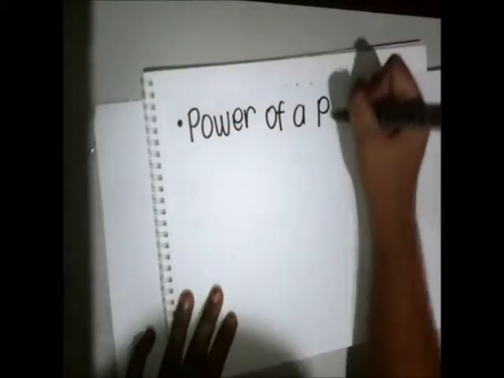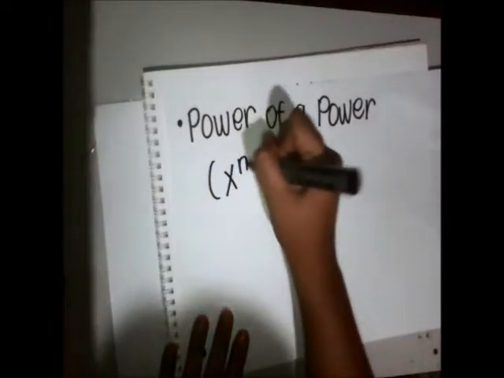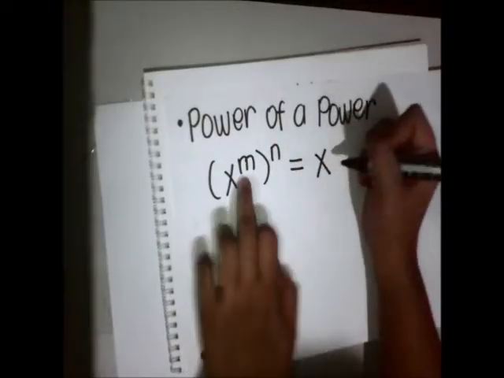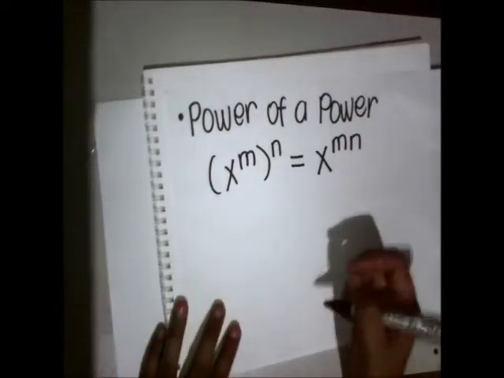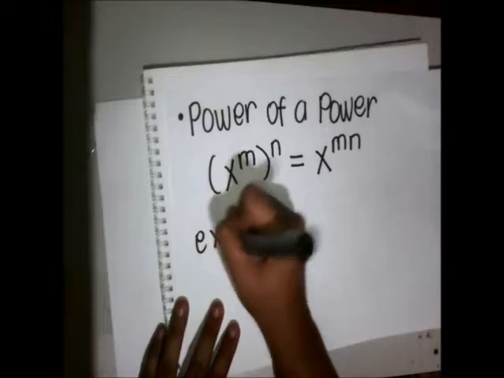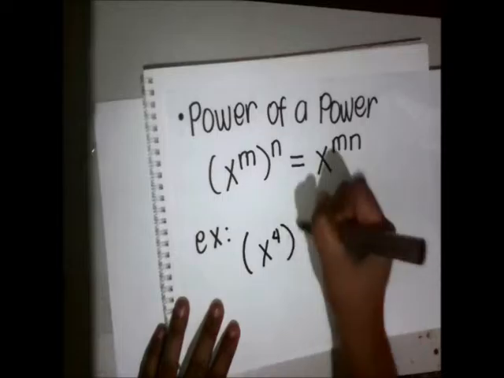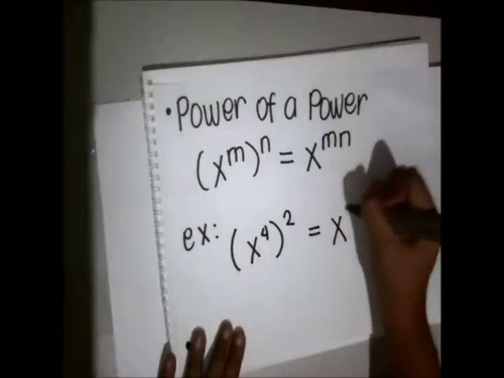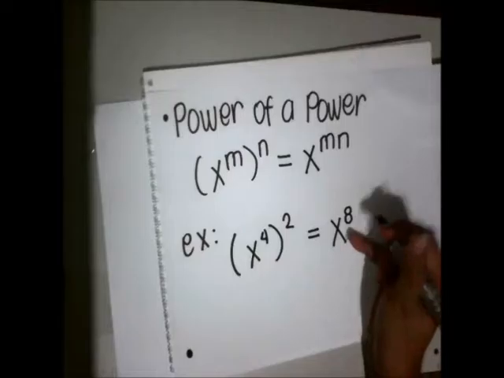The fourth one, we have the power of a power. When an exponential notation is raised to another exponent, simply copy the base and multiply the exponents. We have here an example. Quantity of x raised to 4 raised to 2. So copy the base, then multiply the exponents. 4 times 2 is 8. So we have x raised to the 8th power.